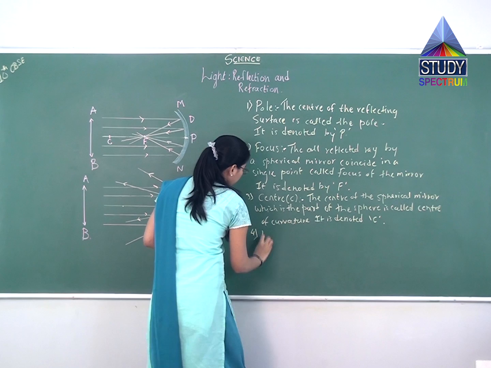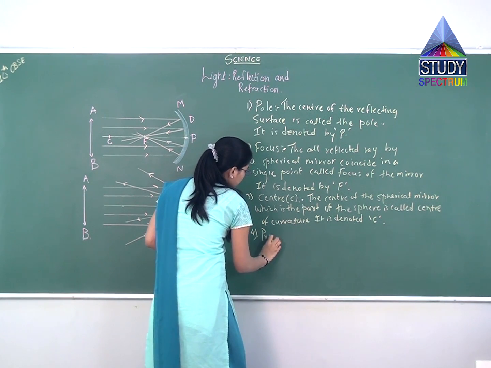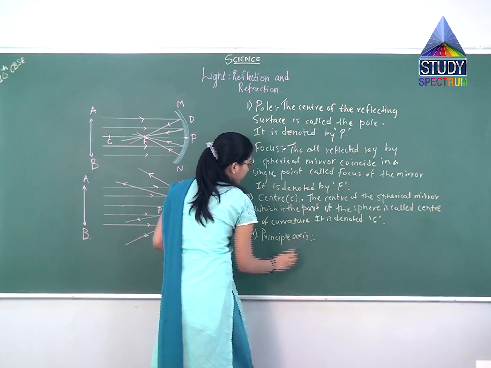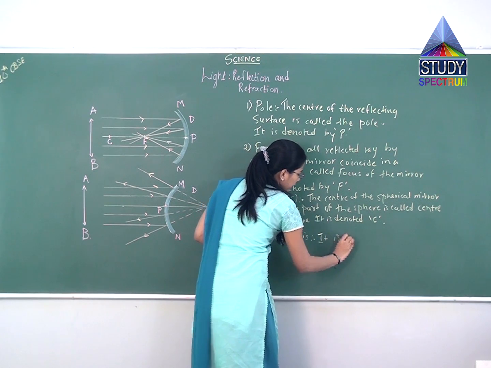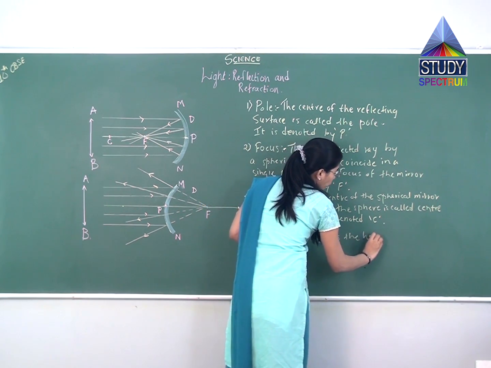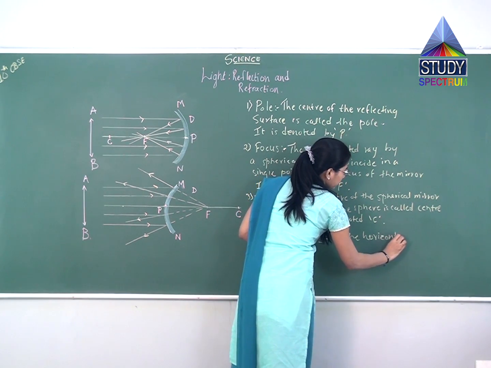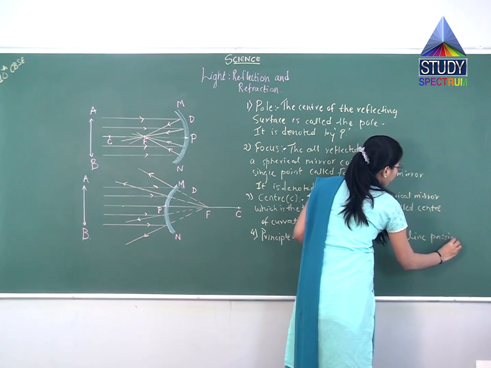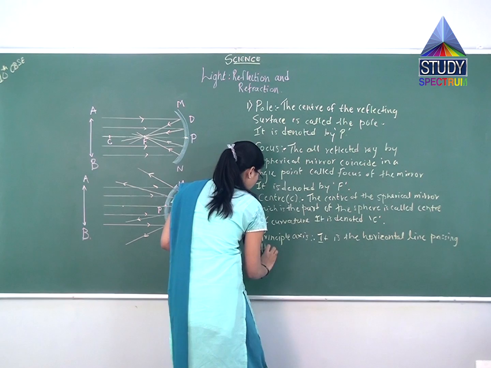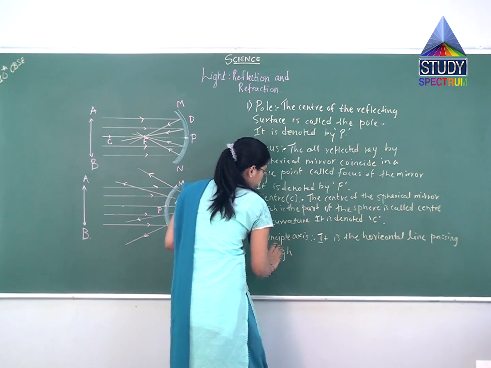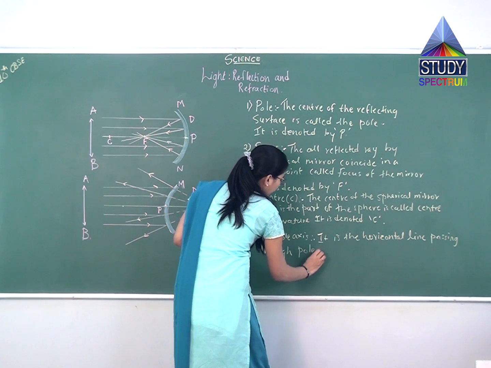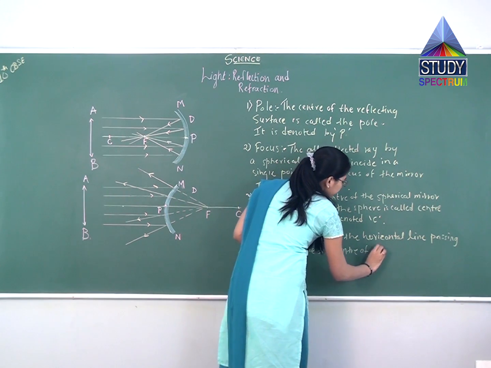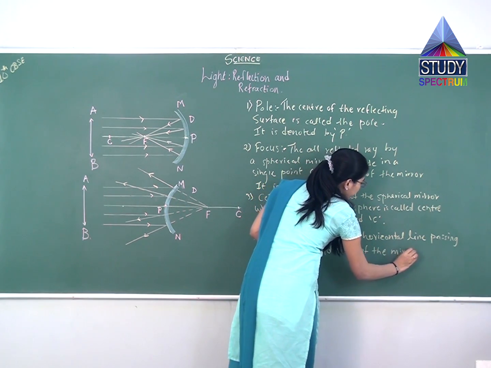So let us write: principal axis. It is the horizontal line passing through the pole and center of the mirror.